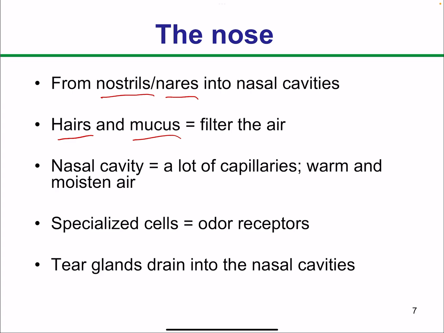The nasal cavity has a bunch of capillaries, and the job of these capillaries is to make the air warm and moist. Then you have some specialized cells, olfactory cells, for scenting. Olfactory receptors, odor receptors, it's the same thing. We also have the tear glands that drain into the nasal cavity.